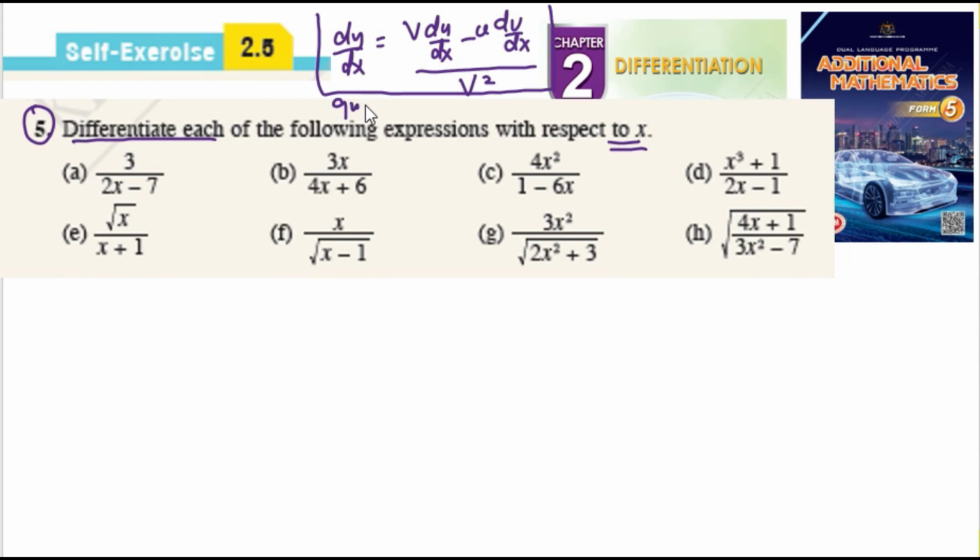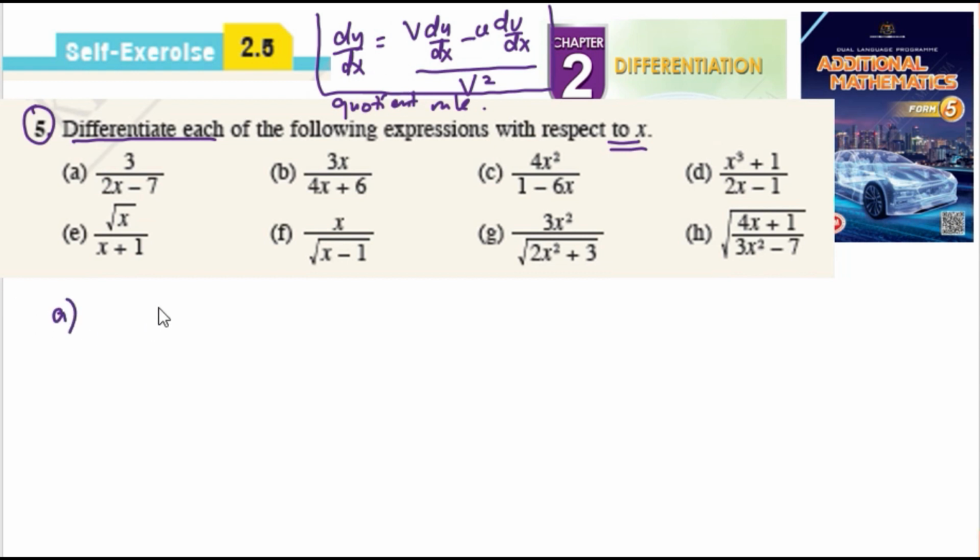We call this the quotient rule. So when you see division, you use this formula: v times du over dx minus u times dv over dx, divided by v square. Like the previous one, which was the product rule, you just have to take out what is v, what is du over dx, what is u, and what is dv over dx before proceeding to key in the formula.